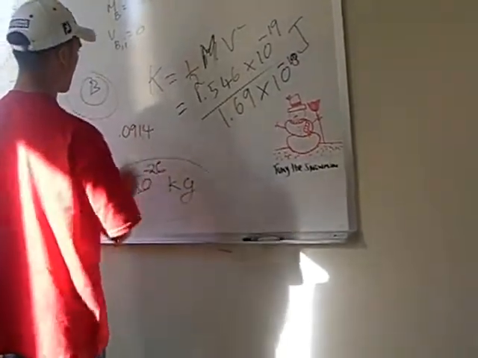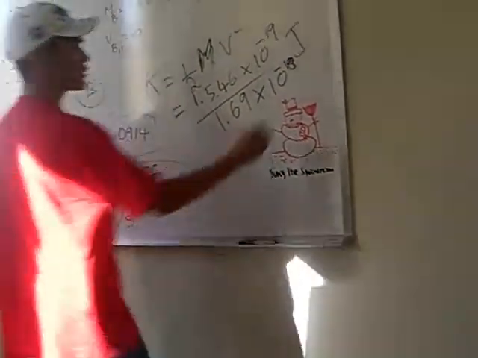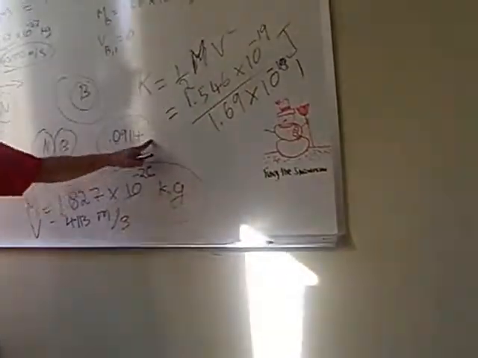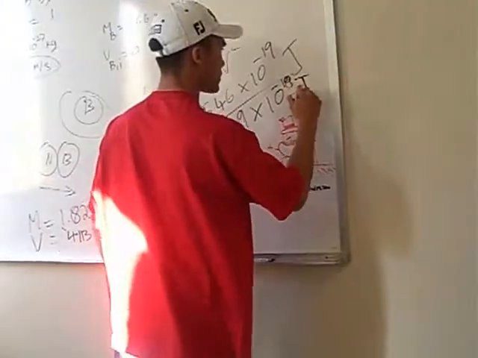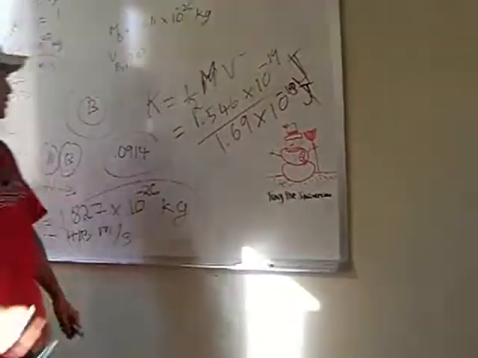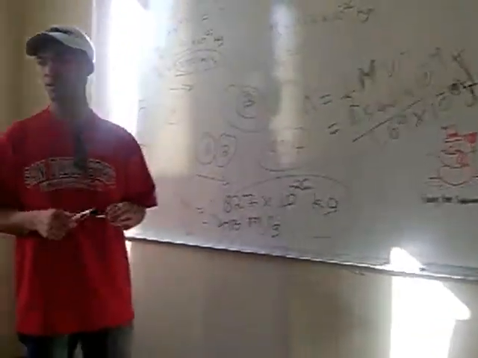0.0914. Okay. Is there any unit right there? No, it's a fraction, because the joule will cancel out. So we're done with part A, and we move on to part B.